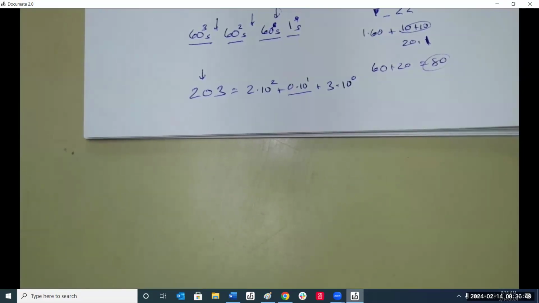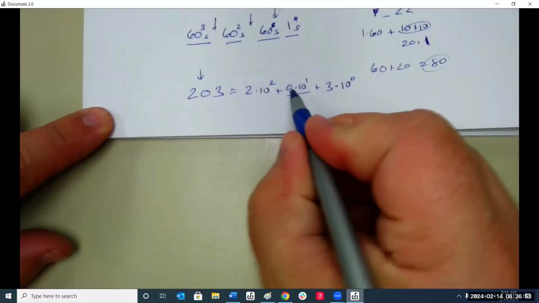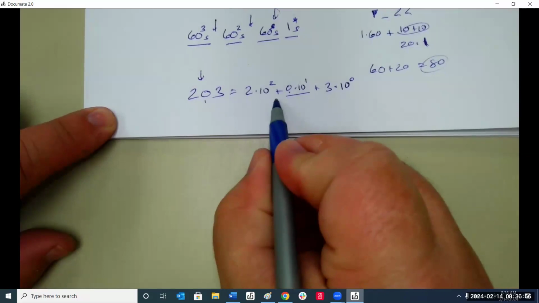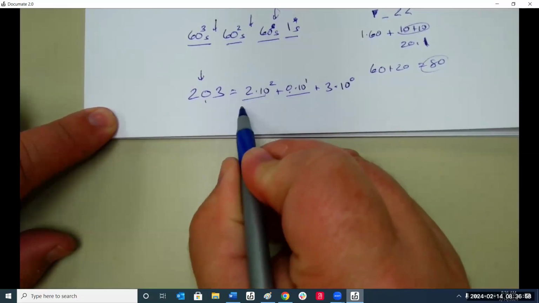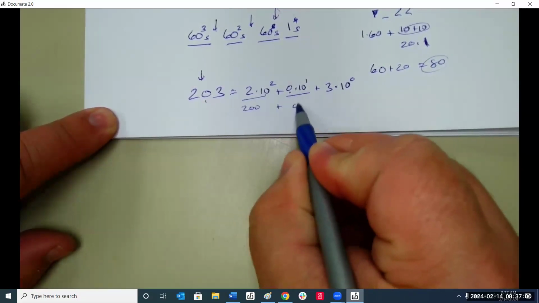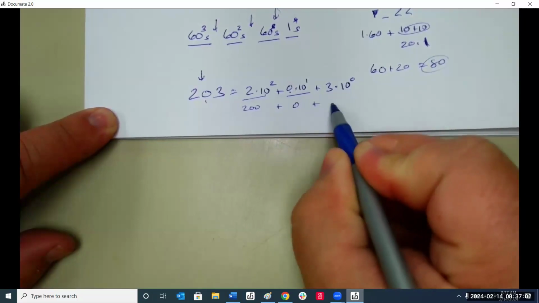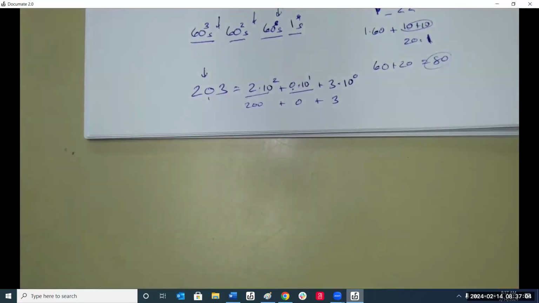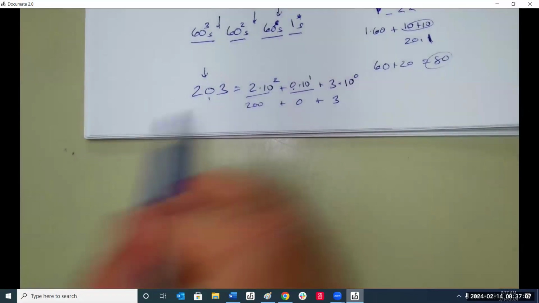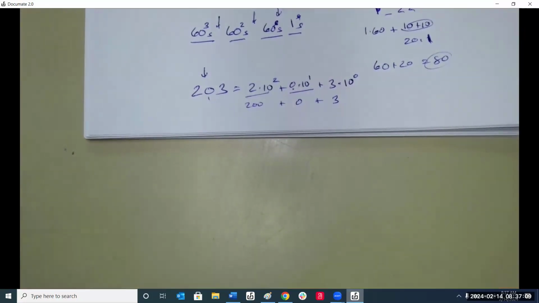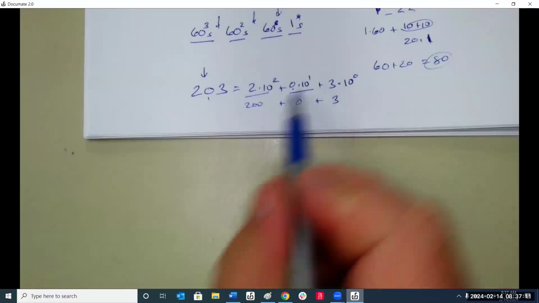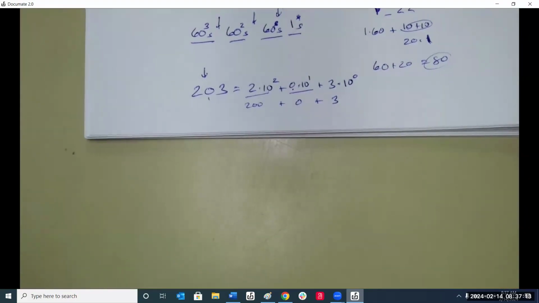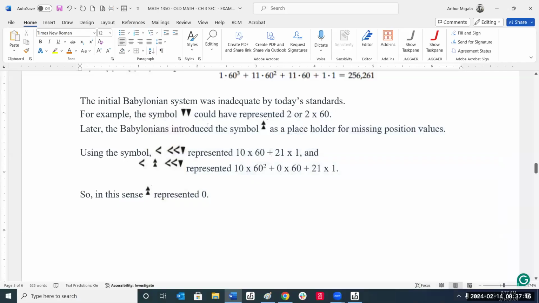So once they invented it, there's 0 of these. So this is 2 times 100 plus 0 plus 3, which you add together and you get 203. But if we're going to write this down, what do you have in its place? And that's where they had those two pointy arrows. Why is that important?